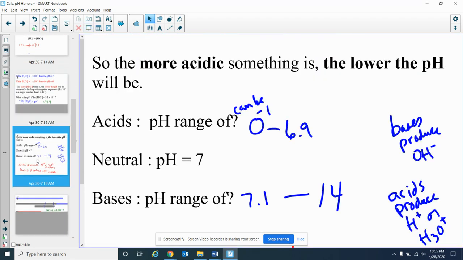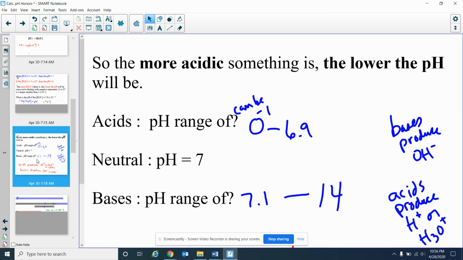So the more acidic something is, the lower the pH. Acids have a pH range of normally 0 to 6.9. When something's neutral, it's exactly 7. And when it is basic, it's bigger than 7 and up to 14. We will see later that actually acids, if it's a concentrated strong acid, the pH can actually be less than 0. It can be -1. But most of the time, our acids will be between 0 and 6.9.